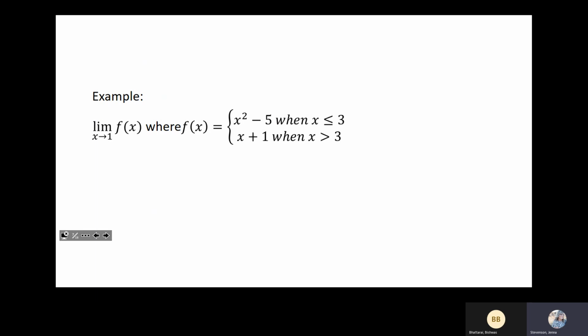So again, my a value is 1, so that is going to be in the top function. 1 is less than 3, so the limit as x approaches 1, I don't need the positive or the negative because we're not taking it to the left and the right side of 1. We get x squared minus 5. We plug in our number, and we get negative 4, and that's my limit.